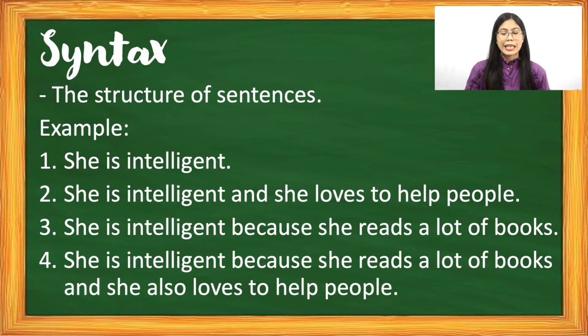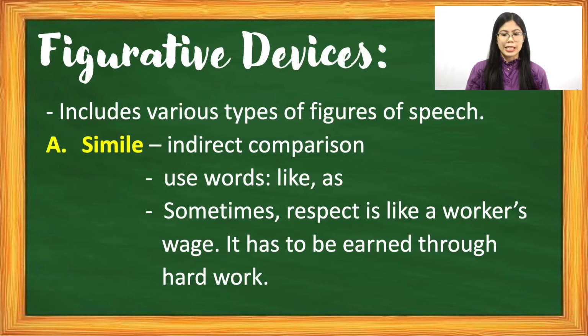Next element of style is figurative devices. It includes various types of figures of speech. The first one, we have simile. It pertains to an indirect comparison between two unlike things using the words like or as. So you are comparing two different things, again, using the words like or as.